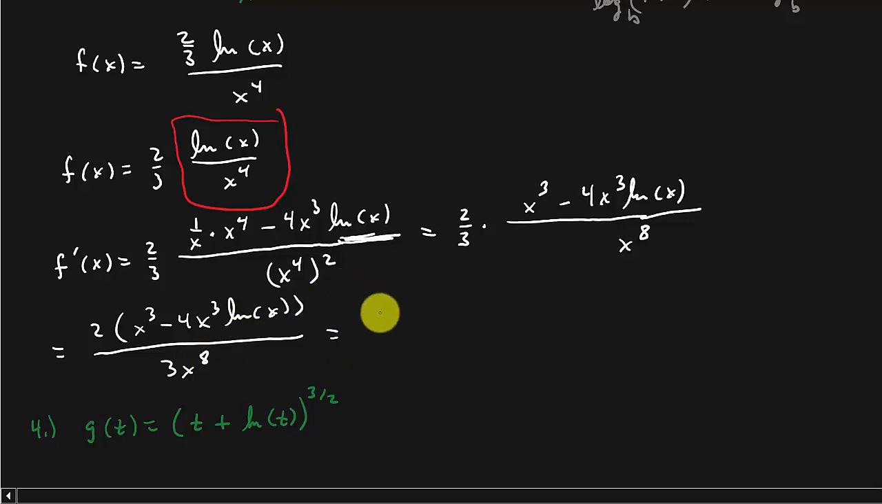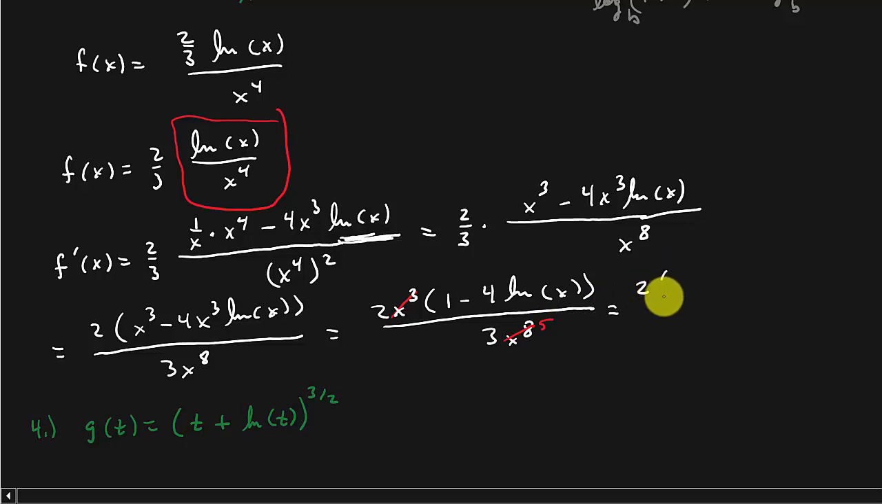And so what I'm going to do here is write this 2x cubed times 1 minus 4 natural log x over 3x to the 8th. All I did is factor out an x cubed. And then you can see that this and this cancel, and I'm left with x to the 5th. And so that's going to be 2 times 1 minus 4 natural log x over 3x to the 5th.